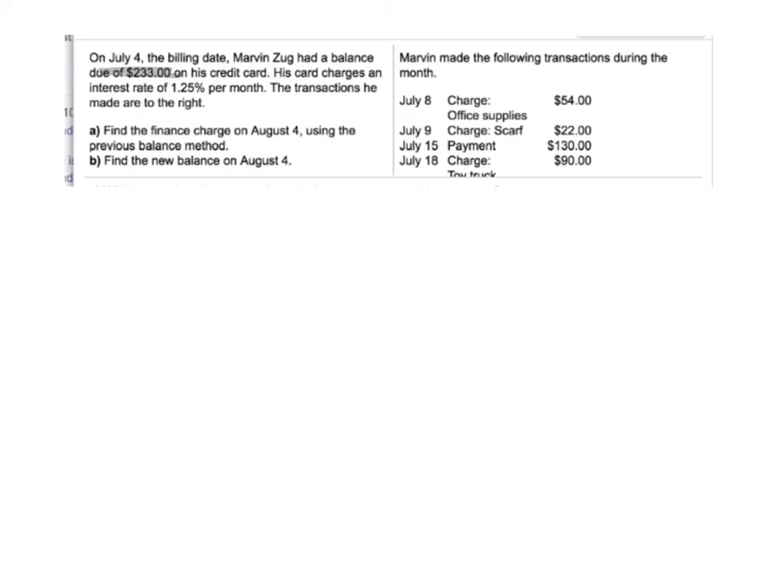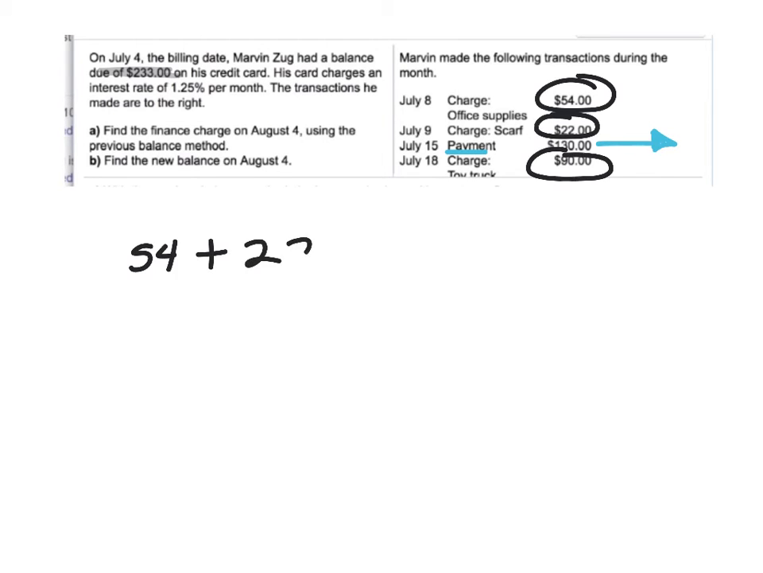So let's deal with all of the money that he owes. And I'm going to do that first of all by looking at the new charges that he put on his card. So he looks like he bought some office supplies, he bought a scarf, and he bought a toy truck. I skipped over this $130. I'm not including that in my total because notice that is actually a payment that he made. So we're going to deal with that in a second. So right now I'm just going to add together the charges. So 54 plus 22 plus $90.